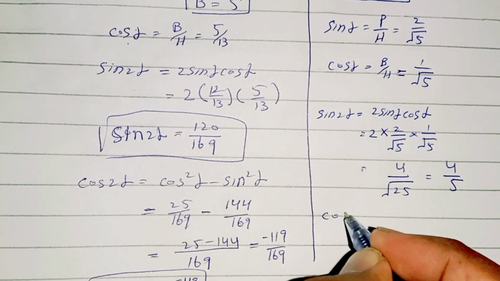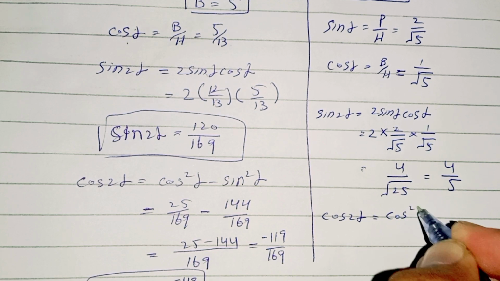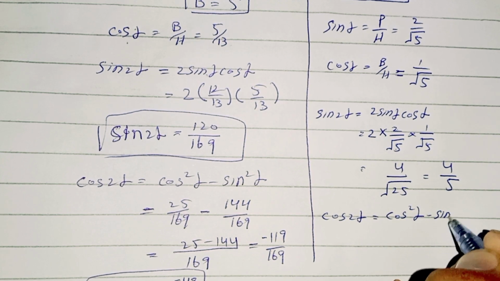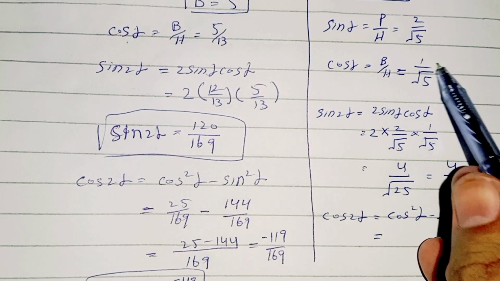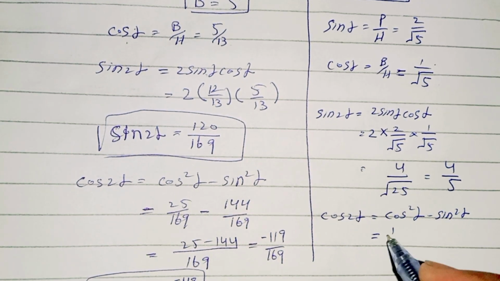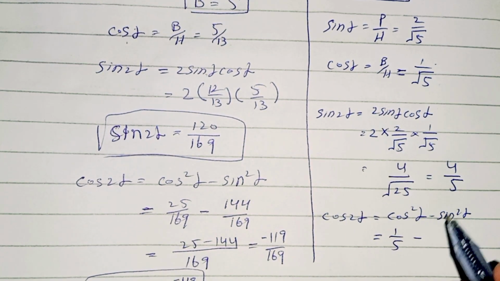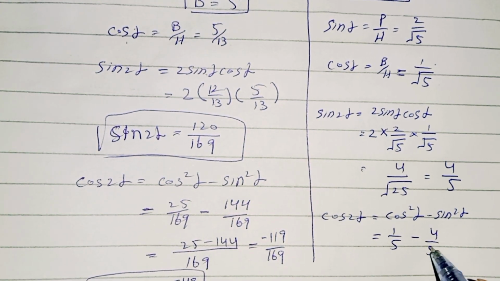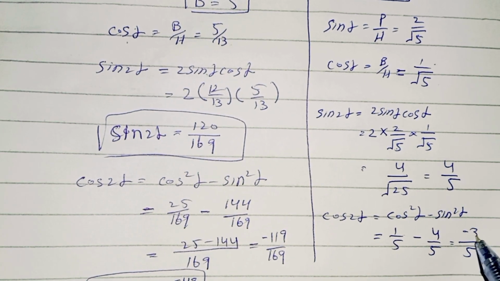Now use cos 2 alpha is equal to cos square alpha minus sine square alpha. We know that cos alpha is 1 over square root 5, cos square alpha is equal to 1 over 5 minus sine square alpha, which will become 4 over 5. Taking LCM 5, and 1 minus 4 is equal to minus 3.